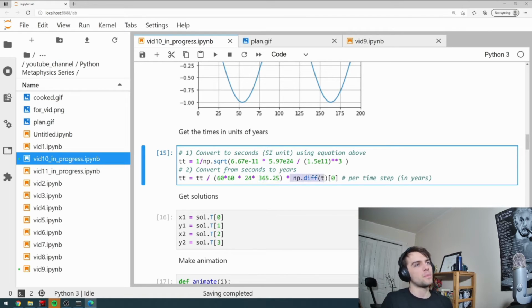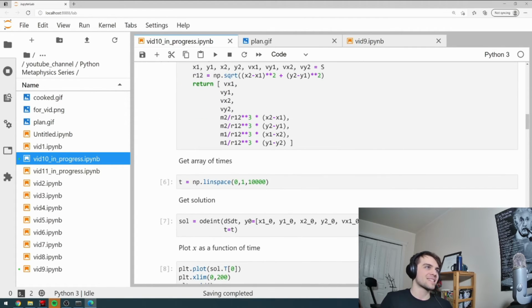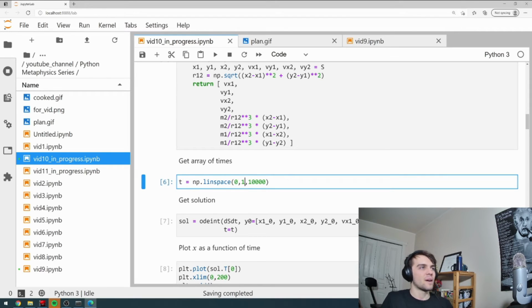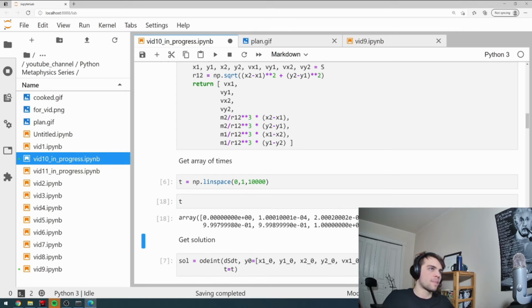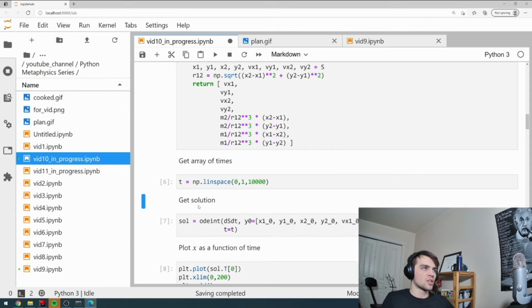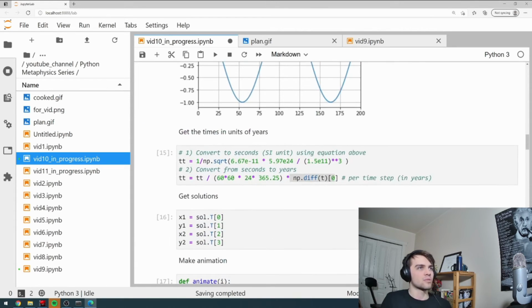And then we have to multiply this by this np.diff t0. That's because the t's themselves will be spaced like this. If I look at t here, it goes like 0, 1 times 10 to the negative 4. There are 10,000 points between 0 and 1. So I need to take that into account when I create this proportionality factor, because then it's going to be per time step. How many years we have per time step in that array.